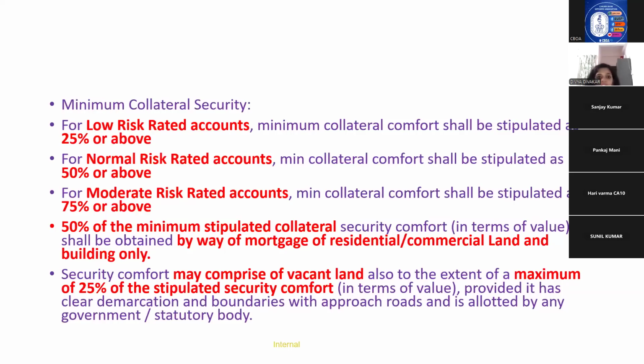Even the security comfort may comprise of vacant land. Again, same like all the times we discussed, subject to a maximum of 25% of the stipulated security comfort. Remember, for low risk, it can be 25%, normal 50, moderate has to be 75%. And whatever all the scenarios, stipulated security comfort, 50% has to be in the form of residential and commercial land and building.